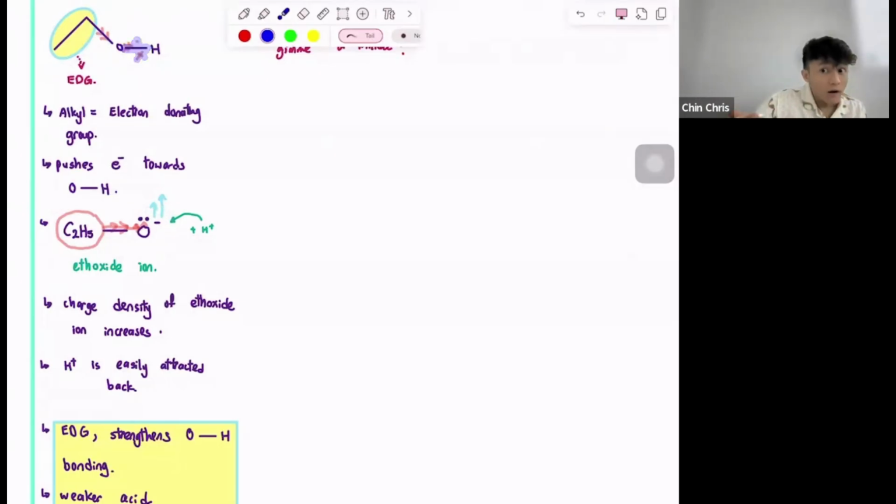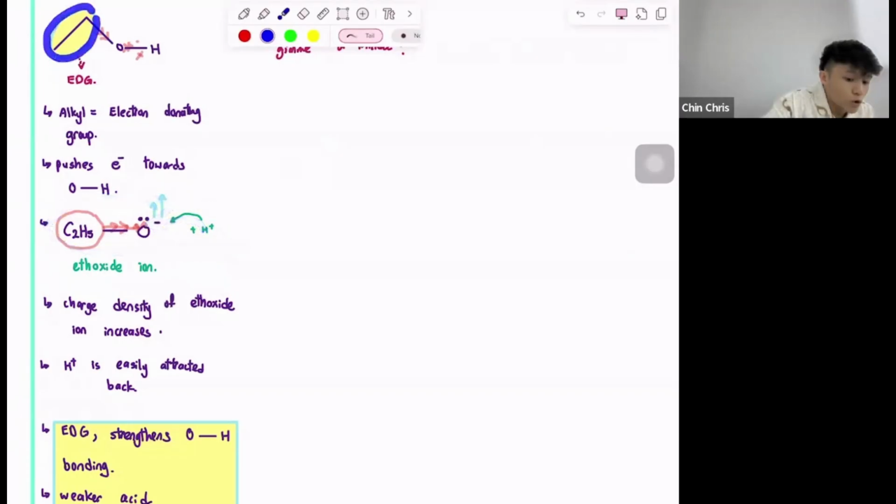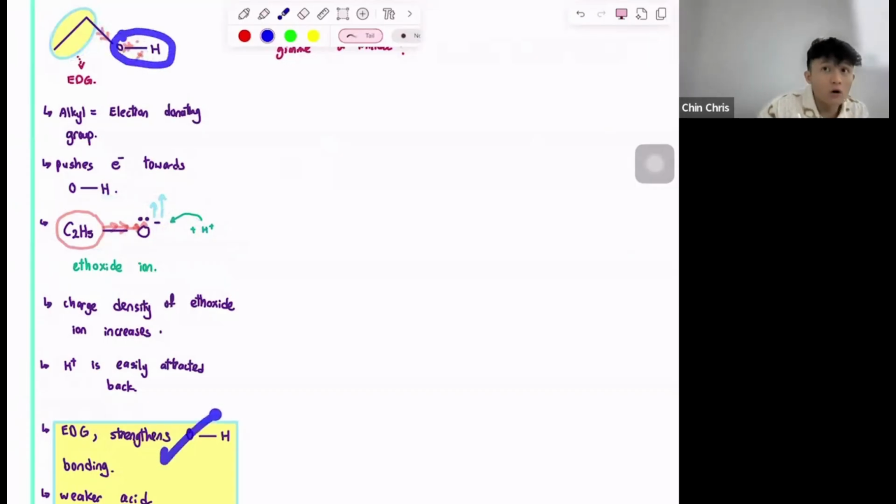Even if it is broken, it will immediately attract back an H plus. Understand? One more time: the EDG pushes the electron towards your OH before it is even broken. So the O-H bonding here is very strong. In fact, it's never broken. It's 90% never broken. If 10% of the time it breaks, immediately it's reformed.